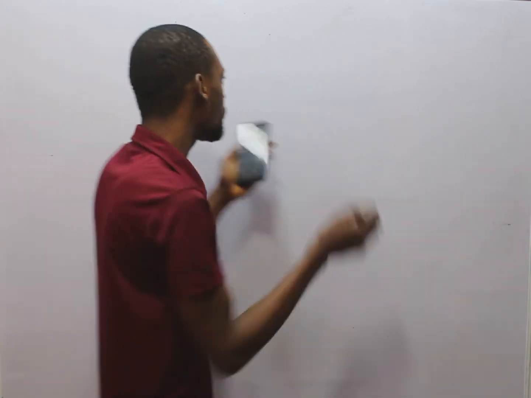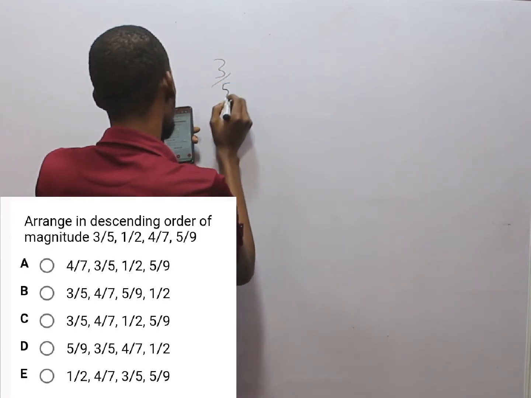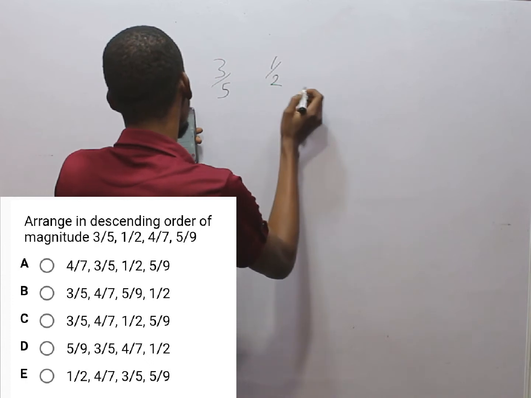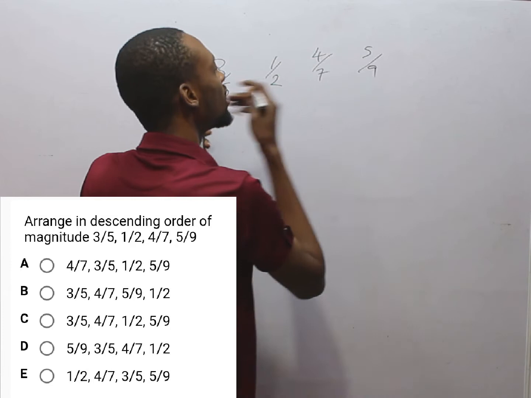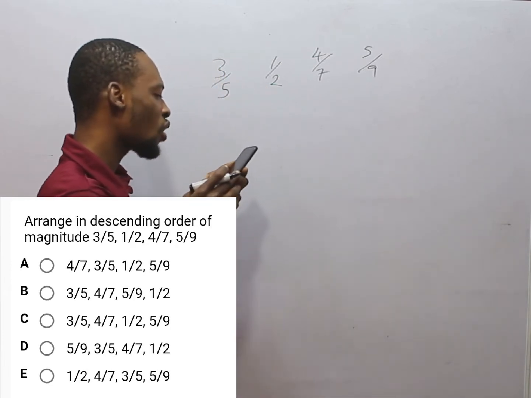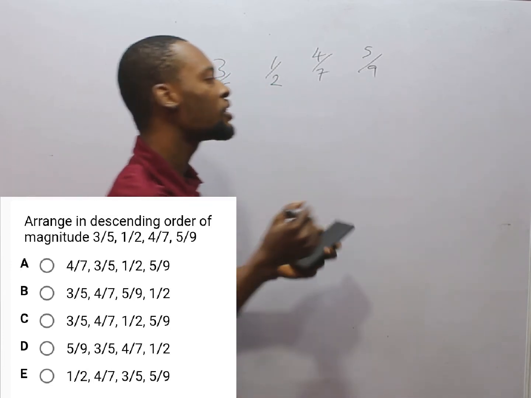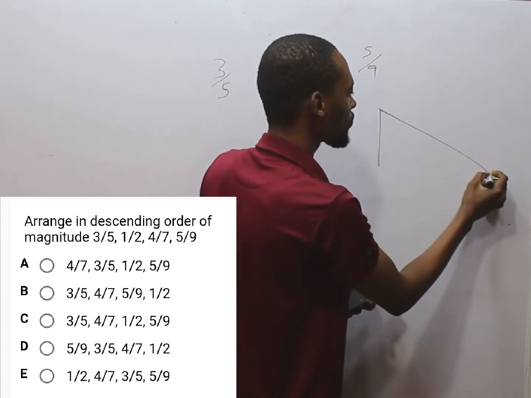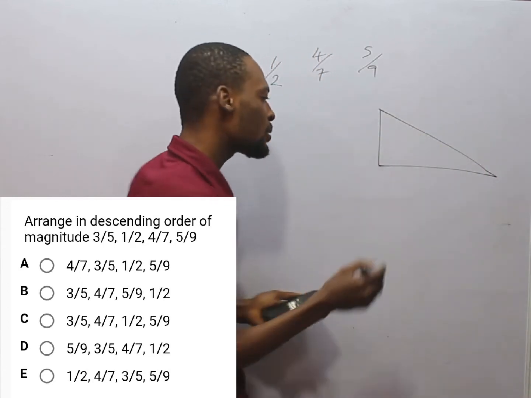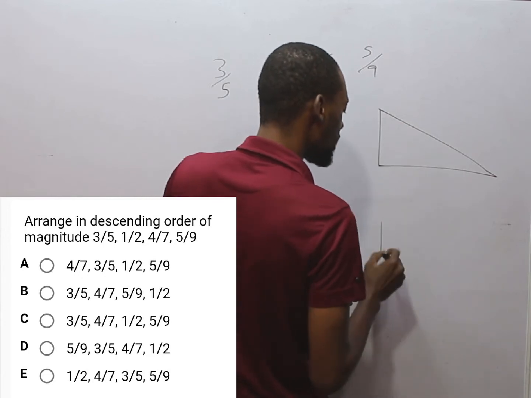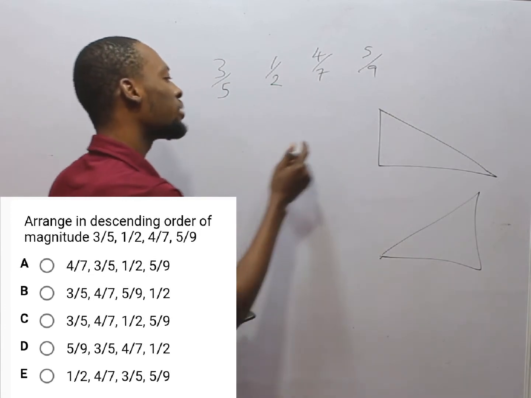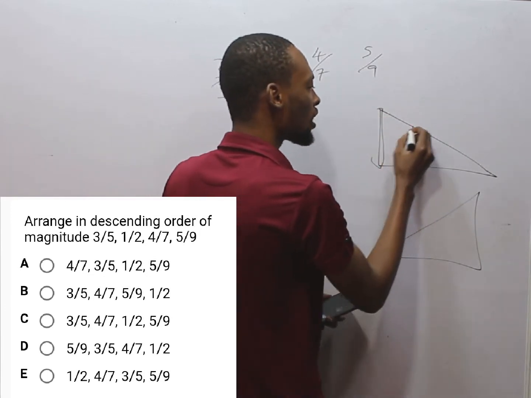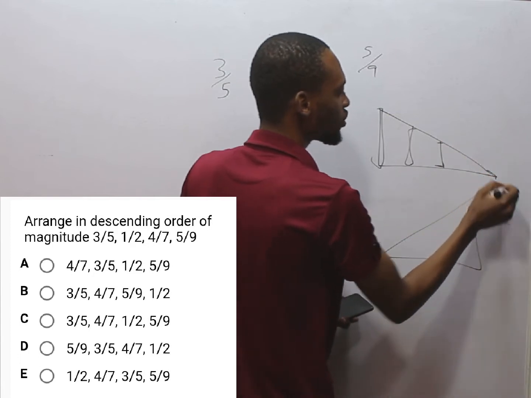Arrange in descending order of magnitude: 3/5, 1/2, 4/7, and 5/9. They say arrange in descending order. Descending order simply means from the biggest to smallest, while ascending order simply means from the smallest to the biggest, which means you put down the biggest one first, the next biggest one, the next one, and the smallest one.